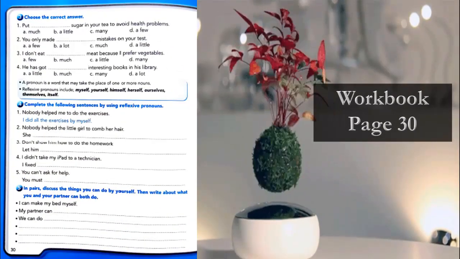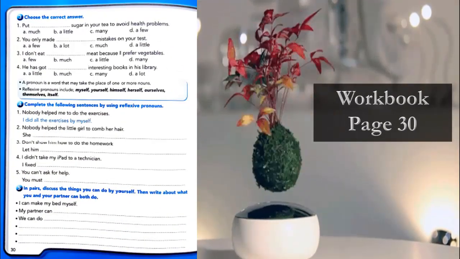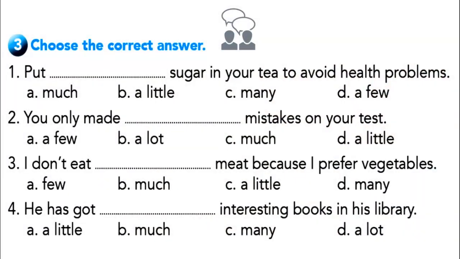Let's move to page 30. In this exercise, you are going to choose the correct answer. Number 1, put ___ sugar in your tea to avoid health problems. Much, a little, many, or a few.